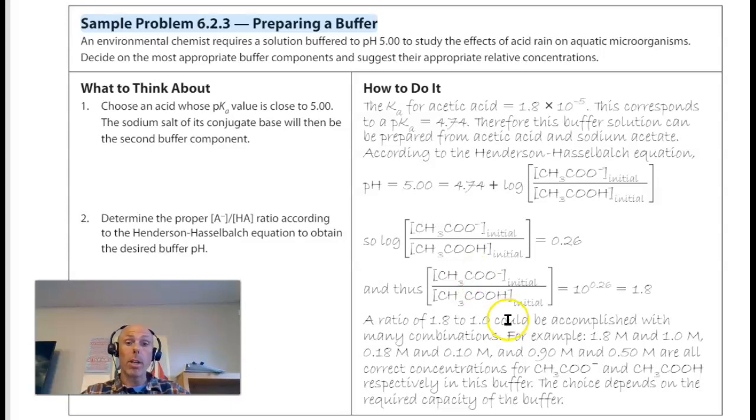All right, well, one option is we have 1 molar acetic acid and 1.8 molar sodium acetate. That's 1.8 to 1. Maybe you have 0.5 molar acetic acid and 0.9 molar sodium acetate. That's also 1.8 to 1. Maybe you have 0.1 molar acetic acid and 0.18 sodium acetate. That's also 1.8 to 1. All of those work. But the higher the concentration of both, the greater the buffering capacity. So the 1 and 1.8 molar option would have the greatest capacity, but all three of these options would give you a pH of 5 if the pKa were 4.74.